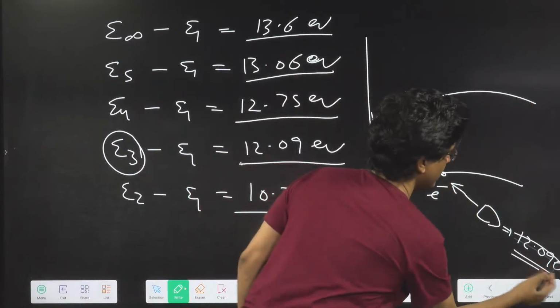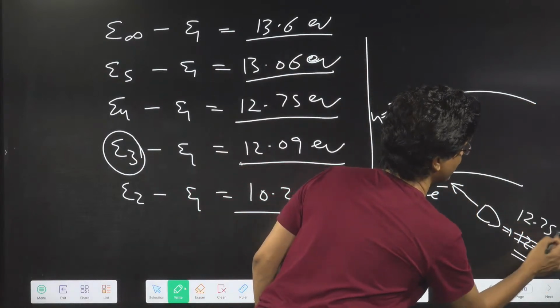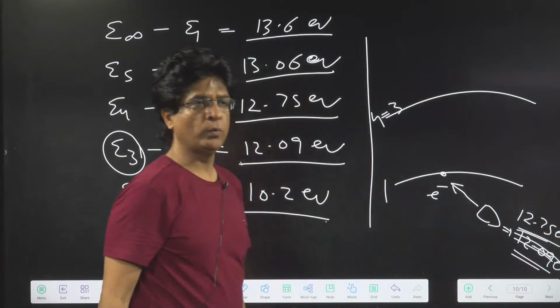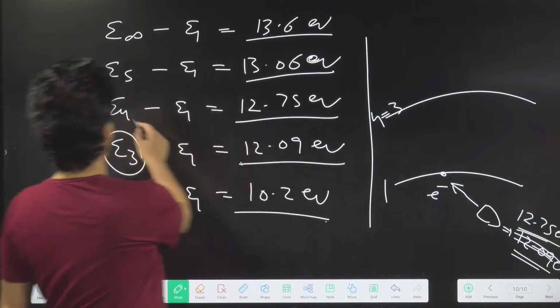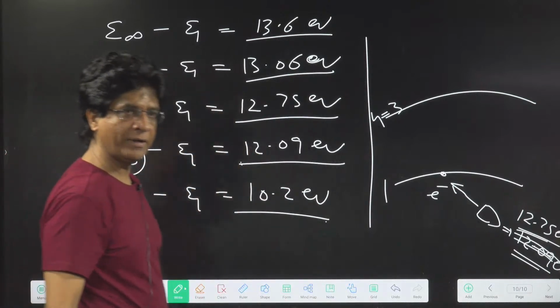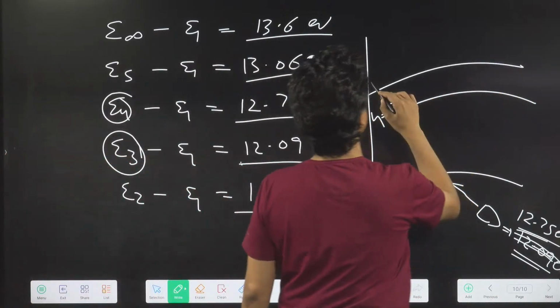And if I change it to, say, 12.75 electron volt, where will it go? Orbit number 4. Are you getting it now? Now it will go to orbit number 4.